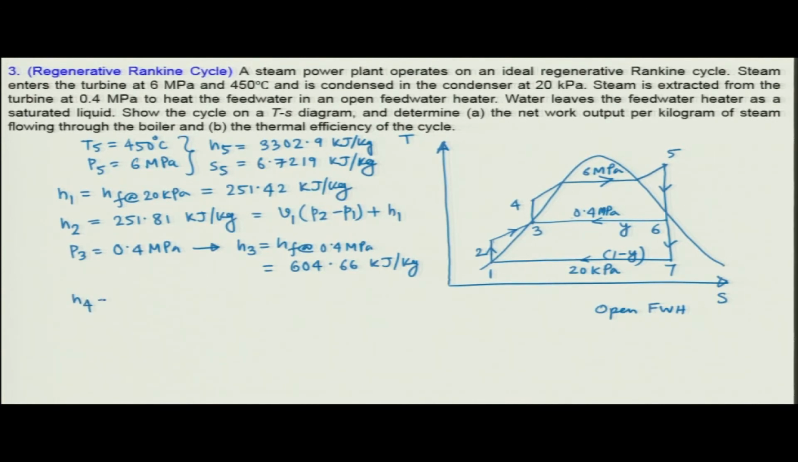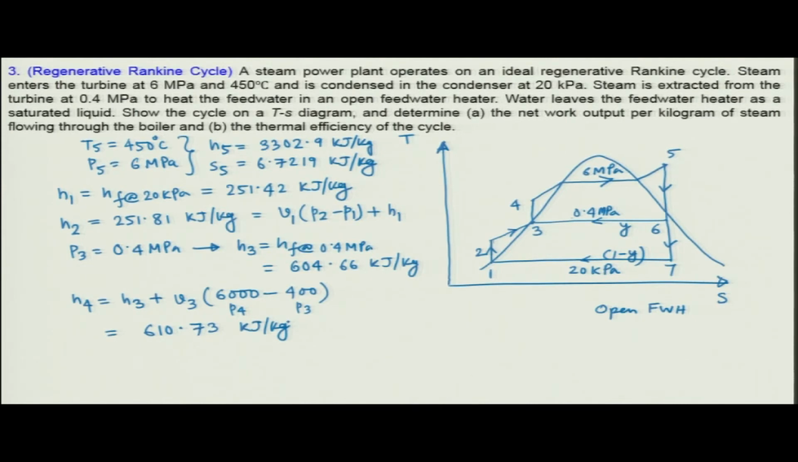So, H4 will be H3 plus the pump work, right. So, pump work will be V3 multiplied by 6 megapascal or 6000 kilopascal minus 0.4 megapascal or 400 kilopascal. Okay. So, this is your 6 megapascal, that is P4, and this is your 0.4 megapascal, that is P3, right. So, you can calculate this. So, the enthalpy of point 4 you obtain as 610.73 kilojoule per kg. Okay. Now, what remains is the enthalpy of point 6 and the enthalpy of point 7.